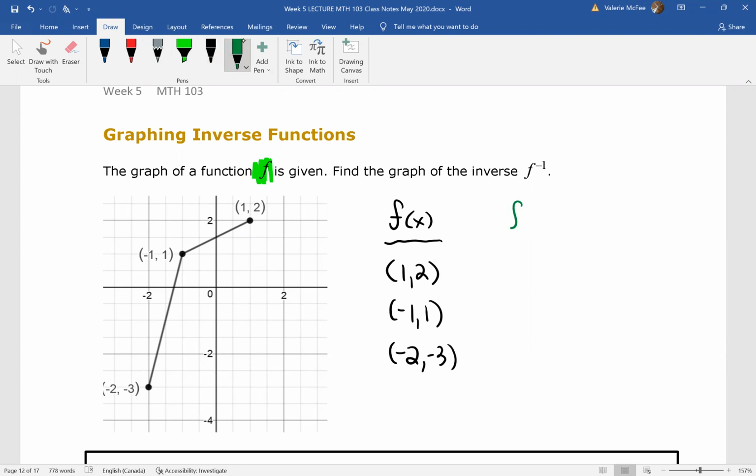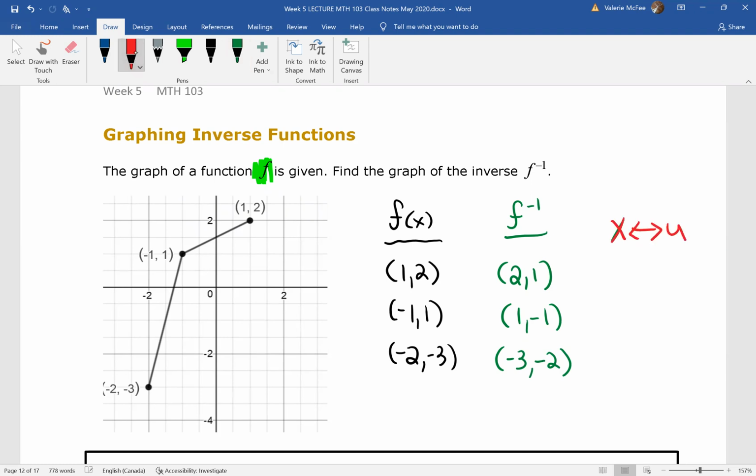We're supposed to graph the inverse function. What do we know about inverse functions? X and Y switch places. That's it. This becomes (2, 1). This becomes (1, -1). And this becomes (-3, -2). The signs don't change. All that happens is that X and Y switch places.